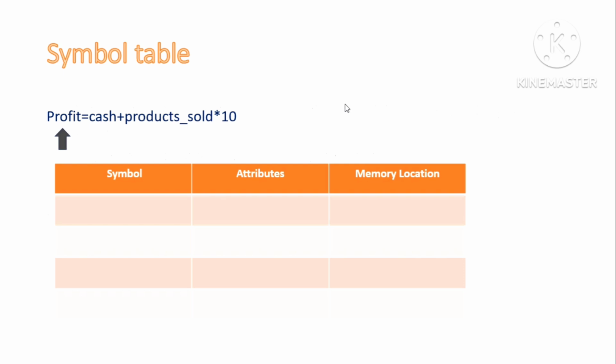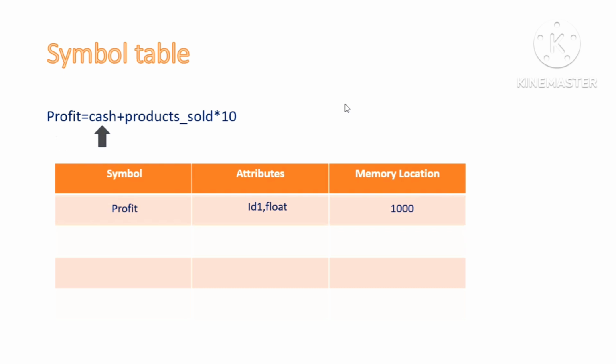Now, see here, I take the previous high level instruction: profit equal to cash plus product sold star 10. Now, the pointer is actually standing on profit. We read from left to right. Now, what happens is profit is called as a symbol and its attribute is identifier 1 and its data type is actually float. And a memory location is actually assigned to that. Let us assume that it has a memory location called 1000.